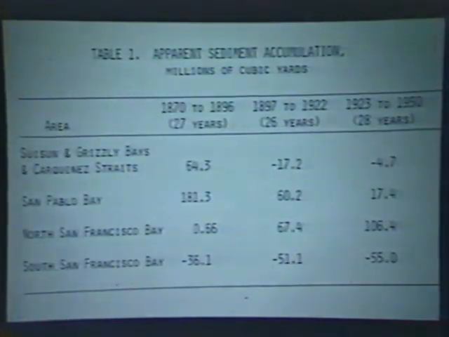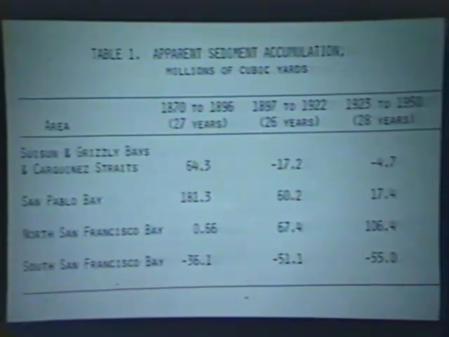And notice that going across the top row there, that between 1870 and 1896 there was 64 million cubic yards of sediment deposited in Suisun and Grizzly Bays and Carquinez Straits. Those are small bays. That's a lot of sediment. Those were the years following hydraulic mining in the Sierra Nevada. Hydraulic mining was officially outlawed in 1877, and it probably stopped not too long after that.